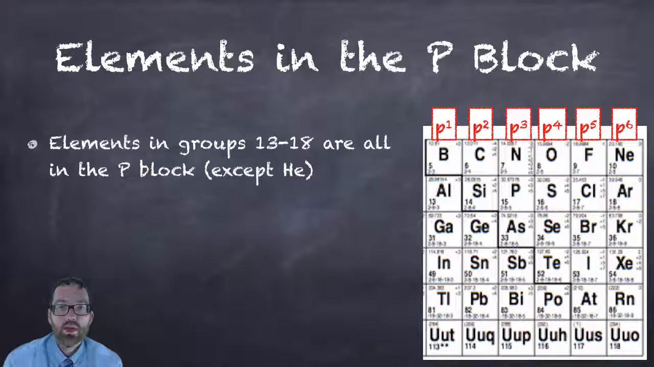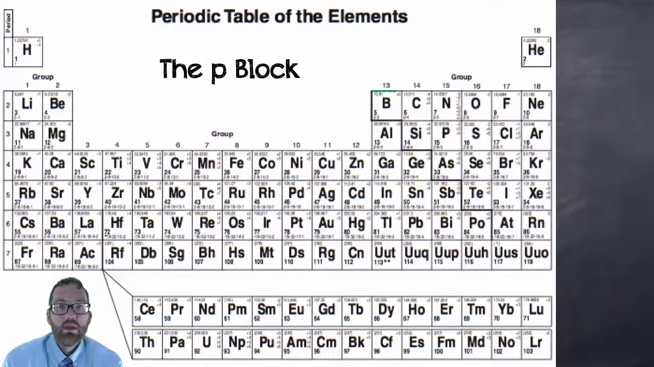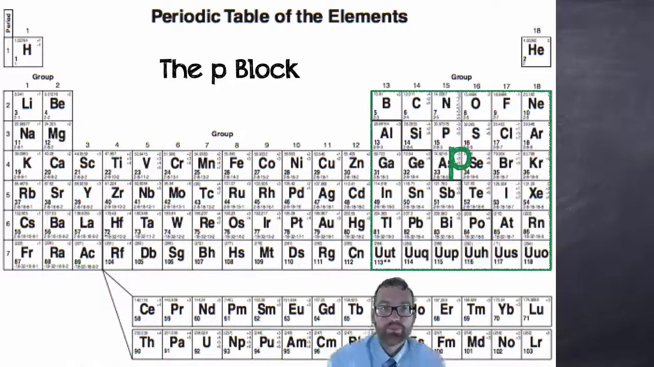And you can number them p1, p2, p3, p4, p5, p6 across the top. This doesn't include helium because helium only has one sublevel and it only has 2 electrons in it. So here is the p block on your table, groups 13 through 18.